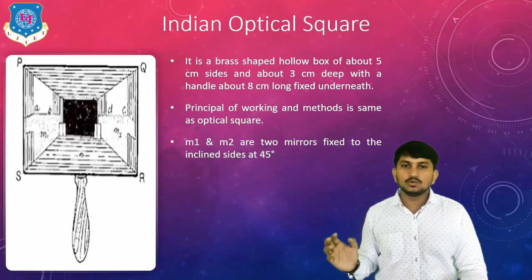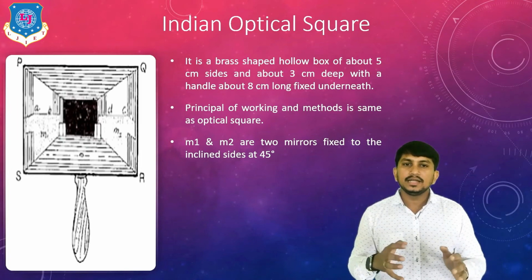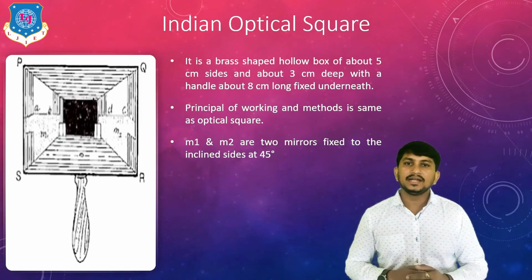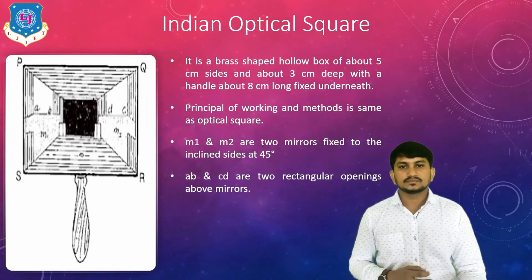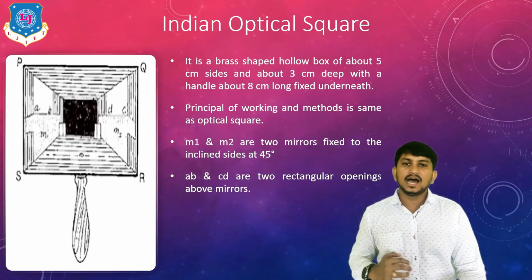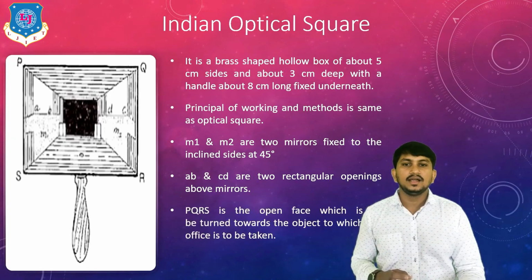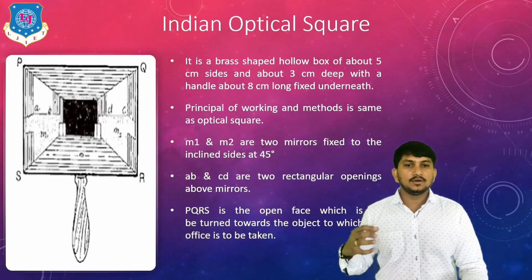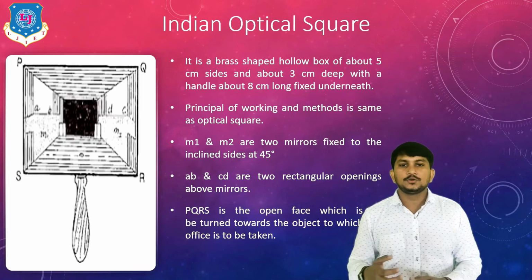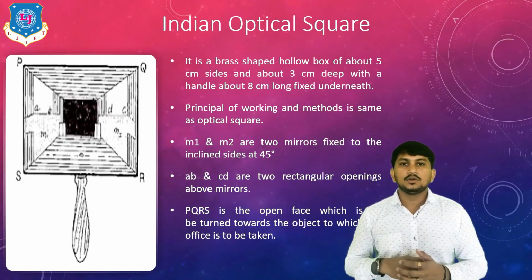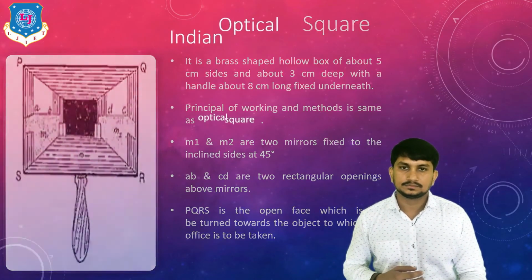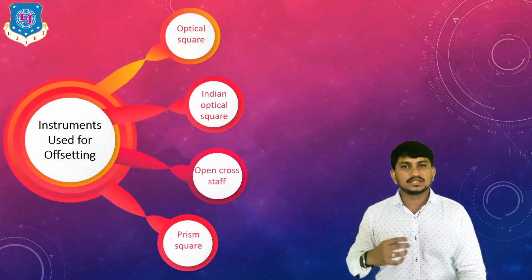Here M1 and M2 are 2 mirrors fixed to the inclined sides at 45 degrees. AB and CD are 2 rectangular openings above the mirrors. And PQRS is the open face which is to be turned towards the object whose offsets are to be taken. That's all about the Indian optical square.